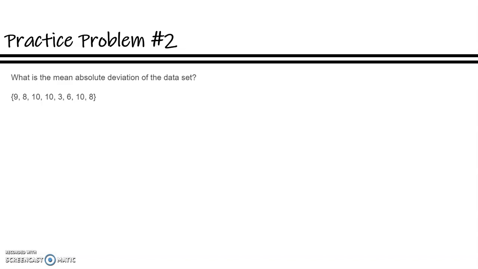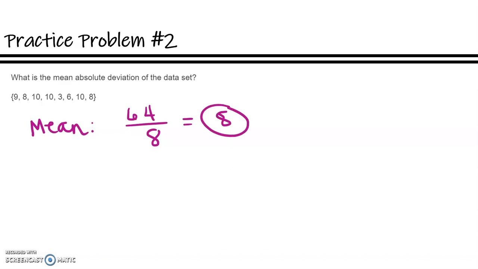Last practice problem, and again, go ahead and give it a try. So first, let's find the mean. I'm going to add 9 plus 8 plus 10 plus 10 plus 3 plus 6 plus 10 plus 8. And I get 64. Don't forget to divide by 1, 2, 3, 4, 5, 6, 7, 8. And that is 8.